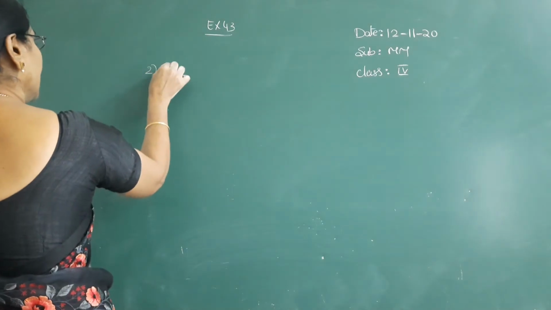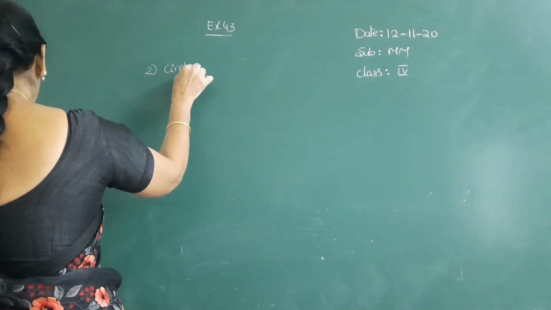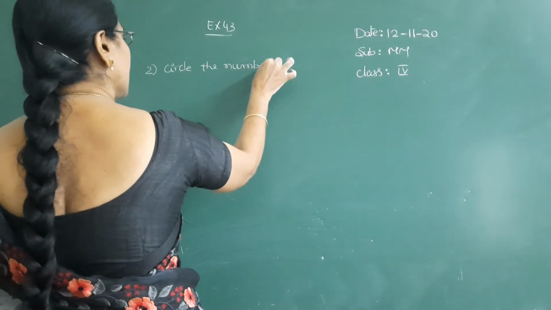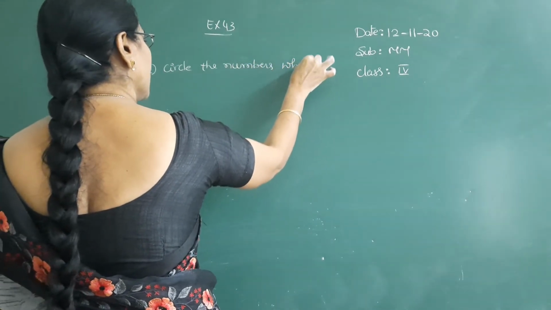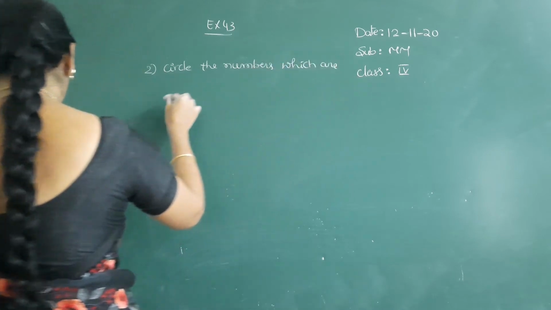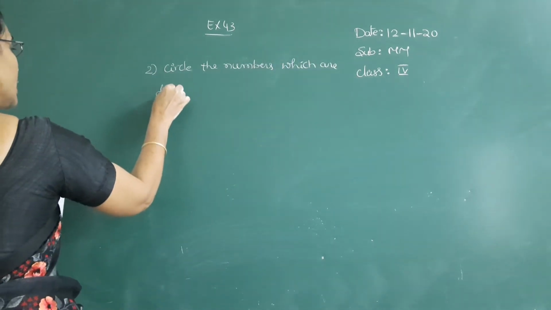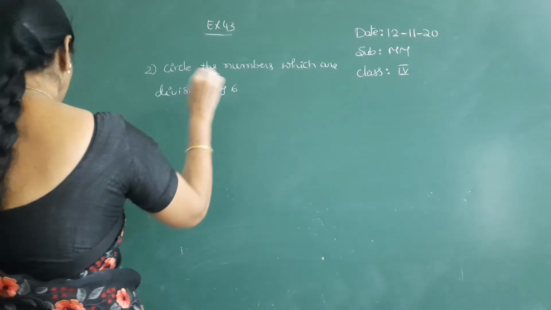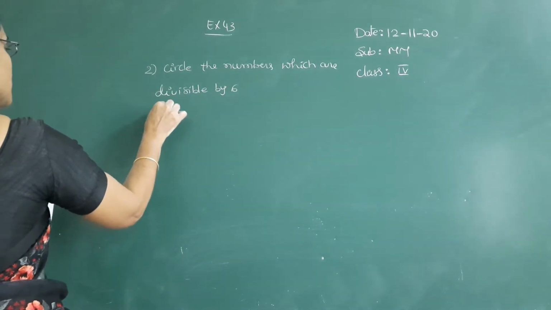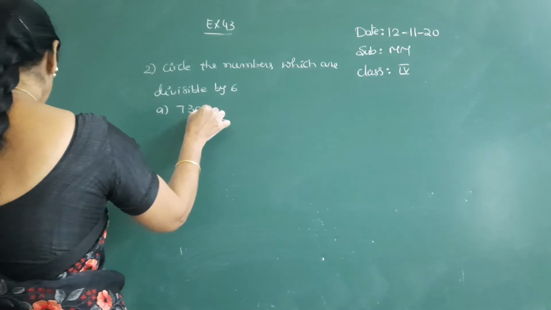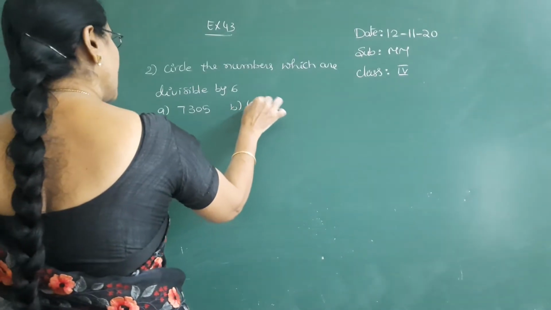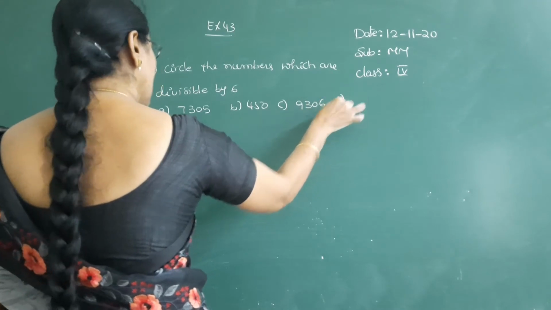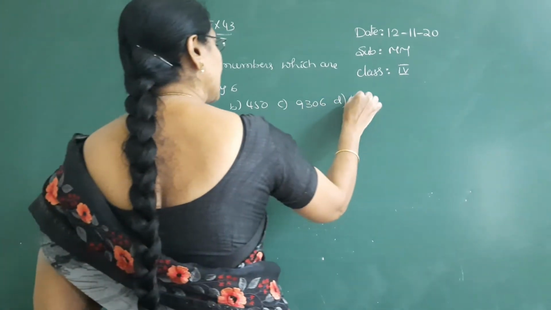See the second one. Circle the numbers which are divisible by 6. See first problem: 7305. Next one 450. Next one 9306. And next one 4687.